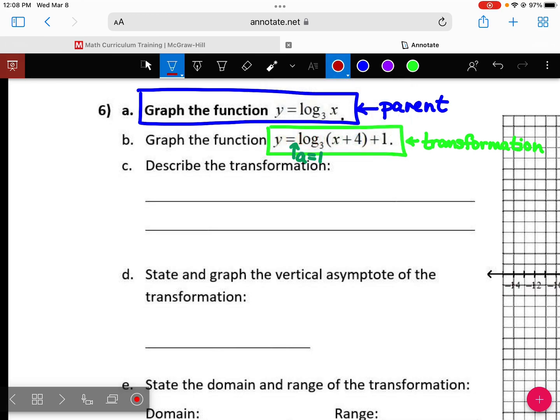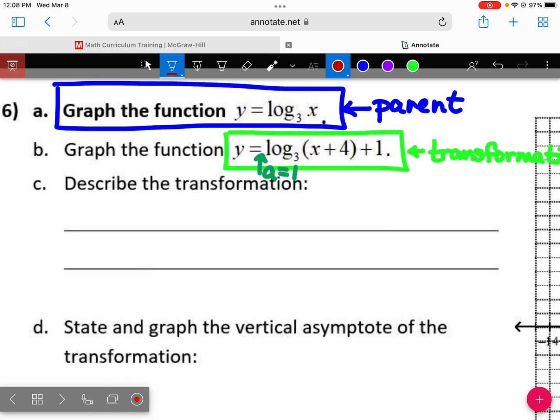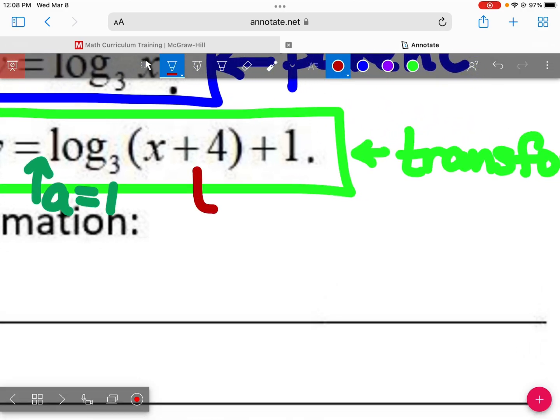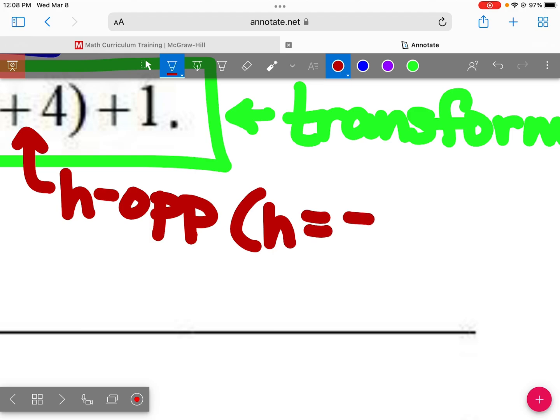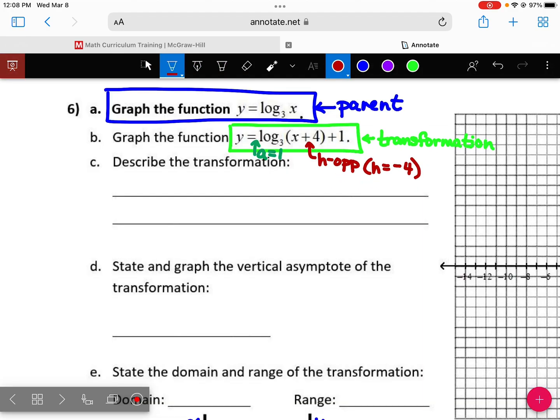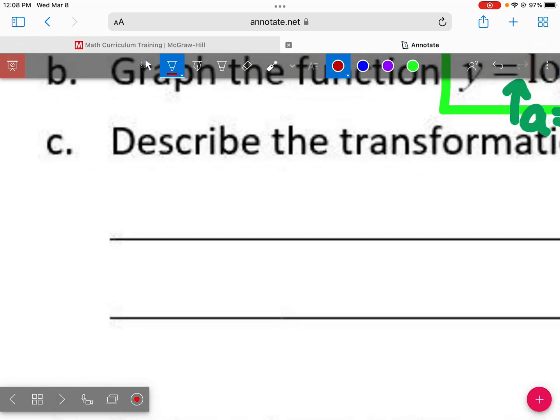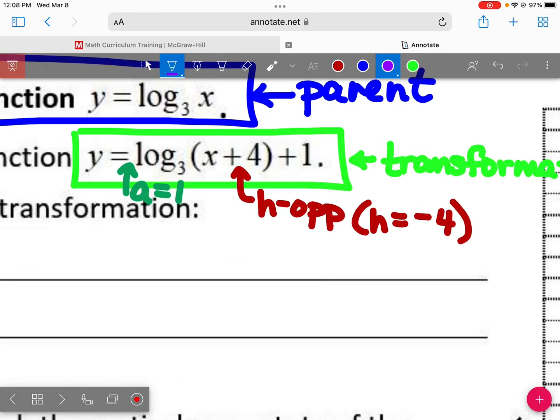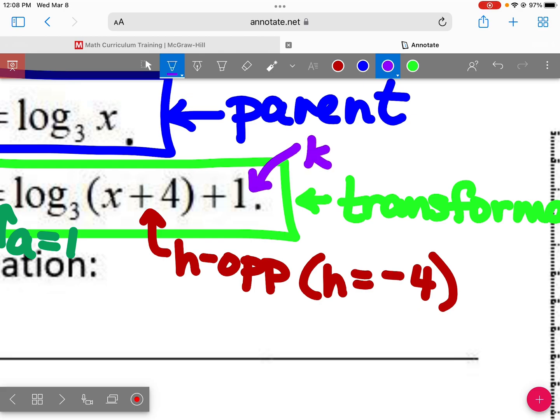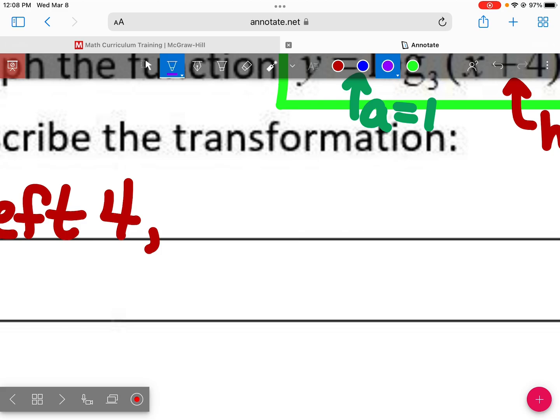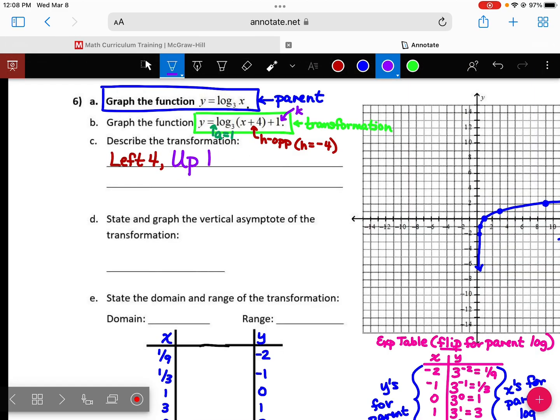So there's my a value. What's my h value? -4. This right here is the opposite. So h is really -4. Is that different from the parent? Yes. What will that do to my graph? Shift it to the left. So we're going to go left 4. And what's that piece on the end, the 1? That's our k value. What's that going to do to my graph? Shifts up 1 because it's a positive 1.